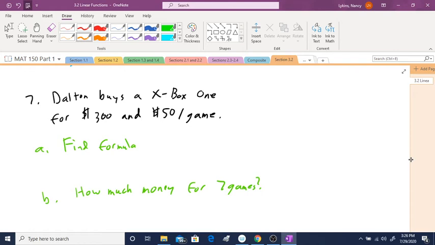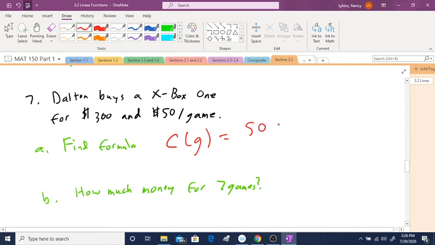So I could ask you, okay, write a formula. Well, unless the problem specifically says what you need to use, I'm going to just say cost per game, because the value depends on how many games we purchase. Okay? So now our slope, or our average rate of change, meaning how much is it per game? It's $50. And how much is the Xbox? $300. So that means this is a way Dalton can keep track of how much it's going to cost him to buy a system and however many games.